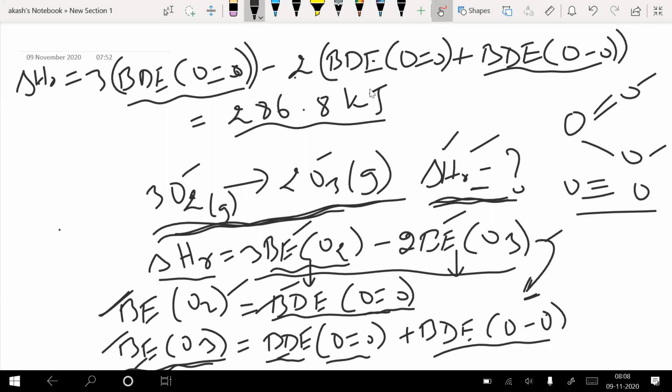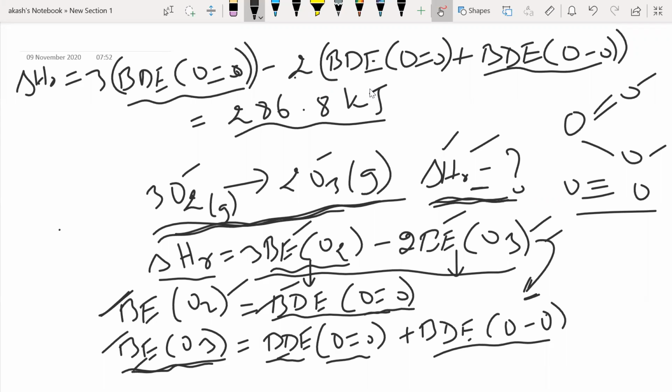Tell me, Kanna. I'm getting bond enthalpy of O3 as higher than bond enthalpy of O2, sir. Definitely. When I calculate, it's coming higher for me. No, obviously bond energy of O3 will be greater because you have to break O double bond O as well as O single bond O. Definitely it will be greater.